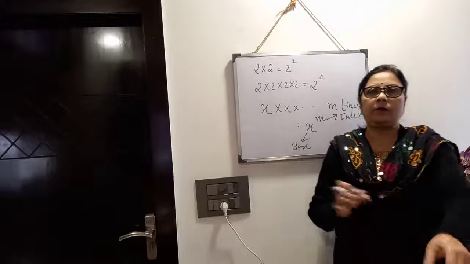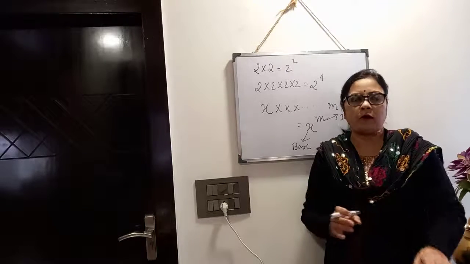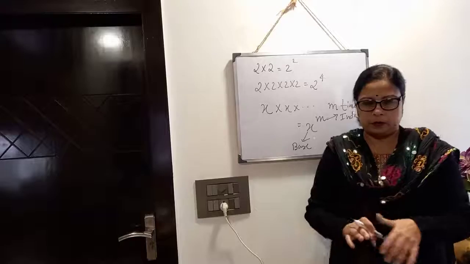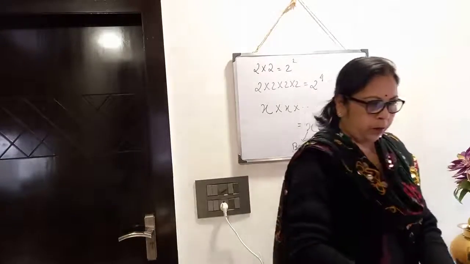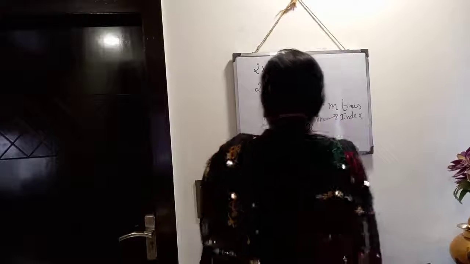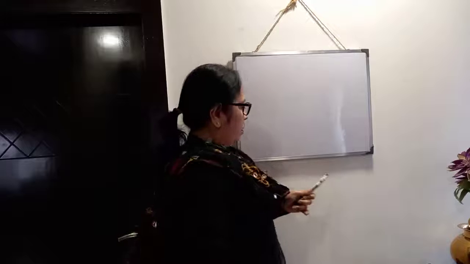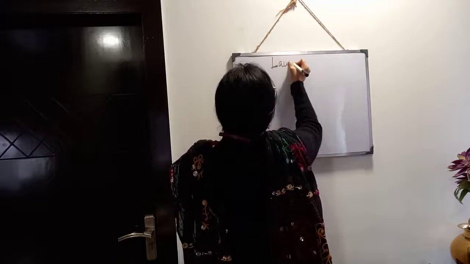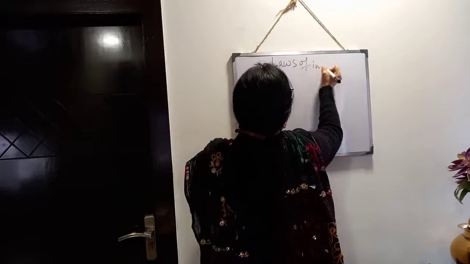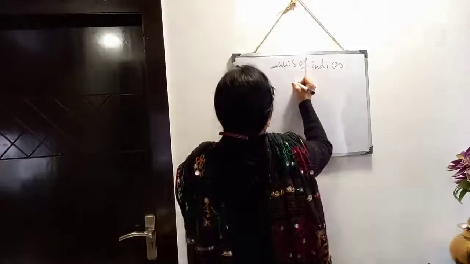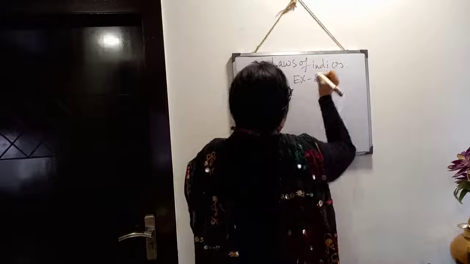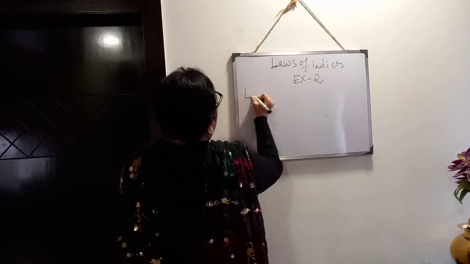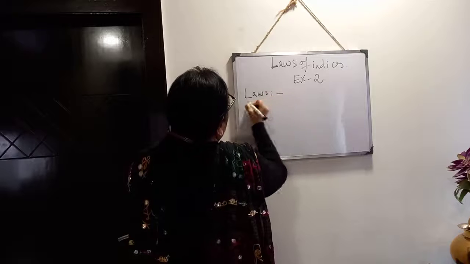Clear? And there are some certain rules which you have to follow for calculating the problems. Now see, what are the laws? The name of the chapter is Laws of Indices. Exercise number 2 in your board book. Clear? Now what are the laws? There are certain laws. What are these?